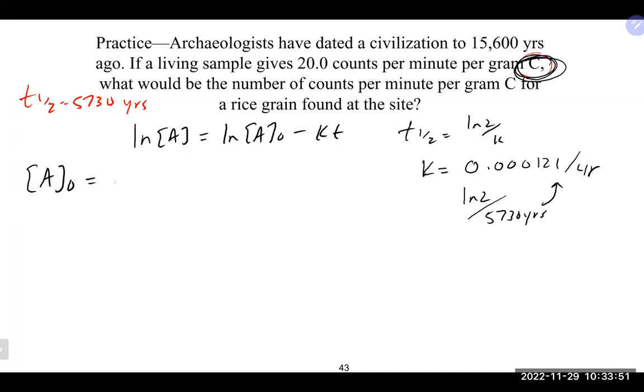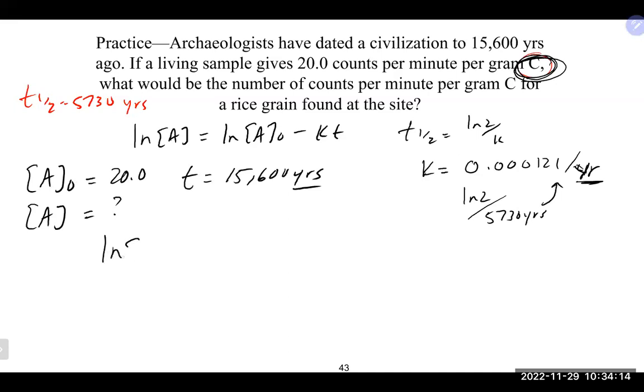In this case, we have a living sample giving us a rate. So living would be initial, 20 counts per minute per gram of carbon. We're looking at how many counts will be there at the end. That's sort of our final. In this case, they did give us the time of 15,600 years. So the time here and our decay constant are also in the same units. So that again is good.